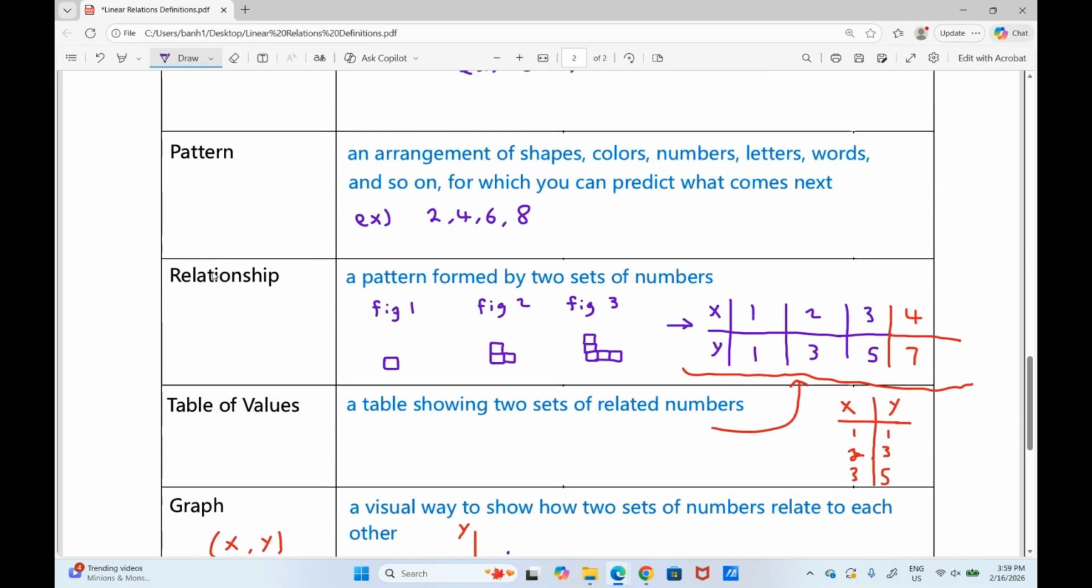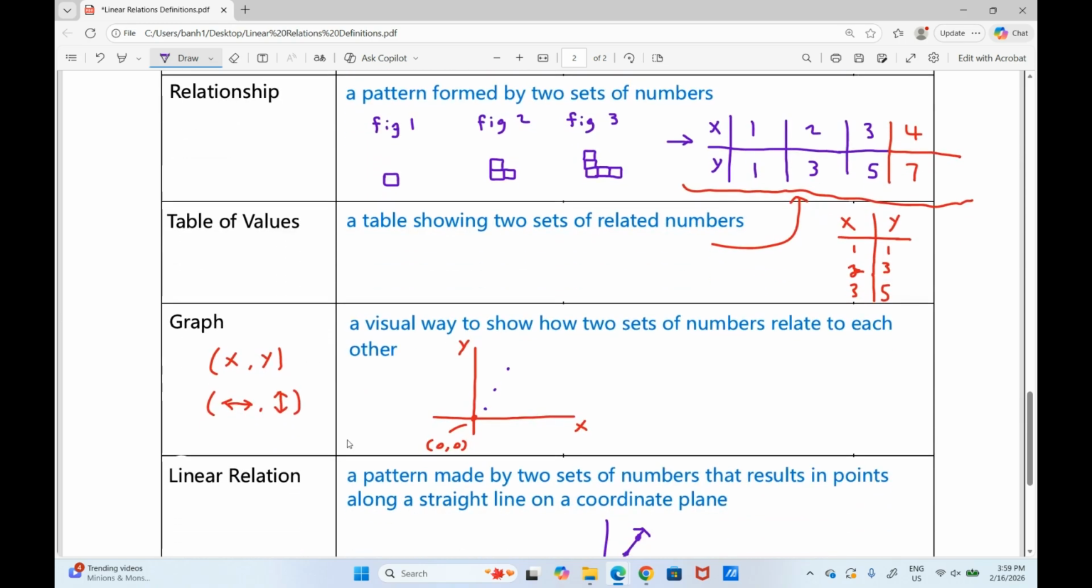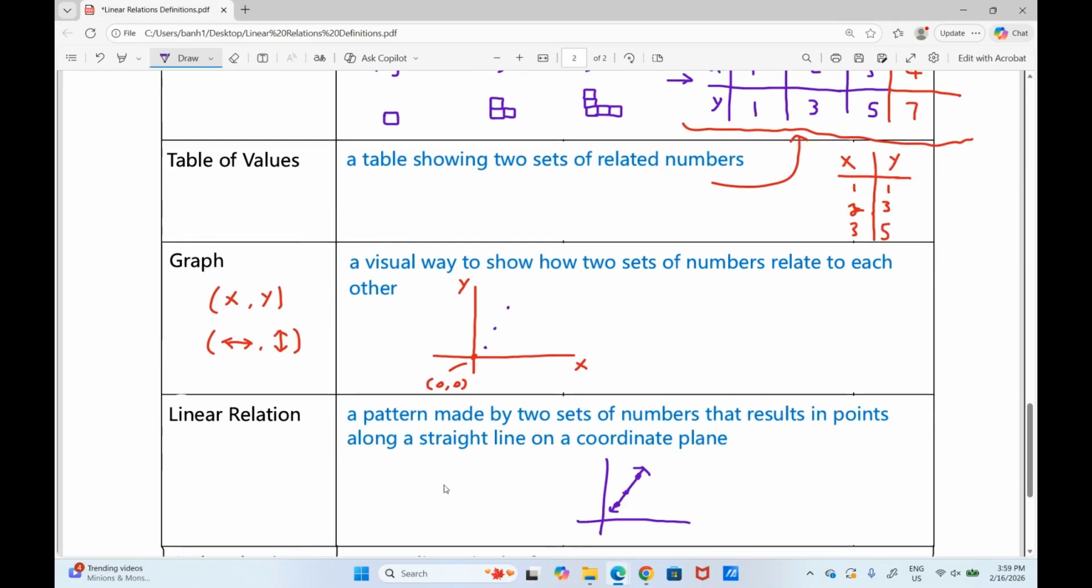So notice you have to first figure out the pattern, then form a relation with it, then put it into a table of values, then use that table of values to plot points on a graph. And if it's a straight line, that's considered to be a linear relation. And we're going to talk more about this in the other videos.